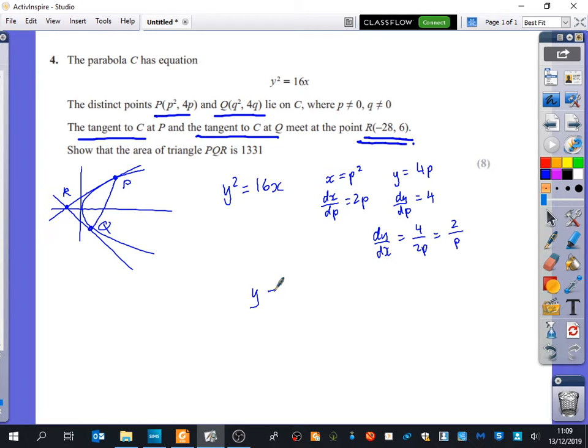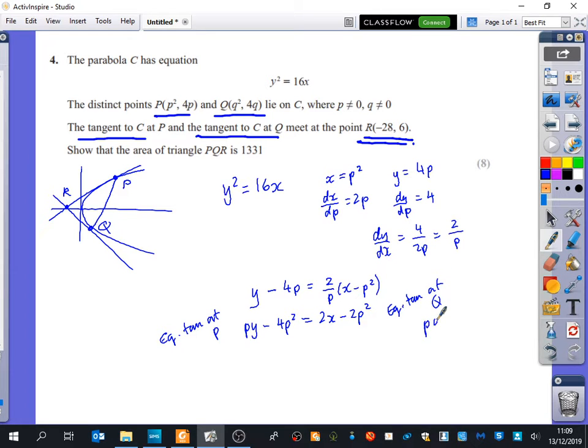So you get y minus y1, which is 4p, equals m brackets x minus p squared. So then we should probably multiply everything by p to get rid of this. So I get py minus 4p squared equals 2x minus 2p squared. So py is 2x plus 2p squared, to simplify it. Yeah, so we could simplify that. But what I'm going to just do before that, this one is my equation of the tangent at p. My equation of the tangent at q is going to be the same thing.